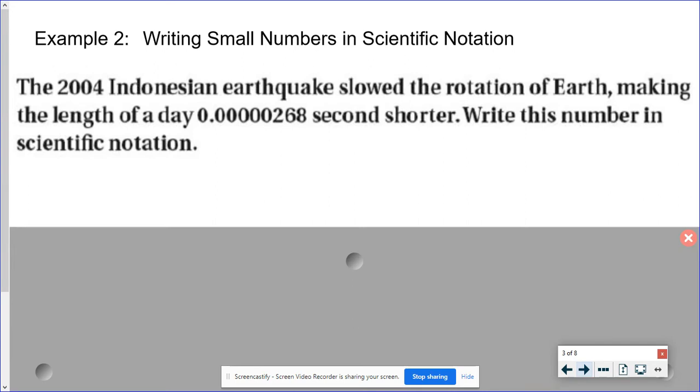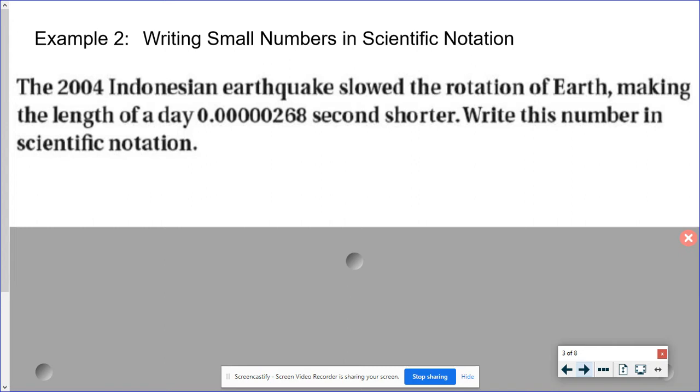This fact kind of makes my brain hurt a little bit. In 2004, an Indonesian earthquake slowed the rotation of the Earth. It made the length of our day, it's a fraction of a second. It's very, very small. But there was an earthquake that was significant enough to change the rotation of the Earth. So we lost a fraction of a second per day. Really small number. I should be thinking negative exponent immediately.